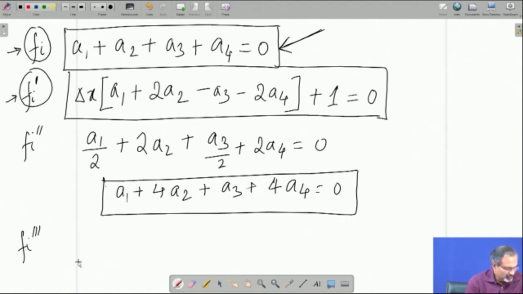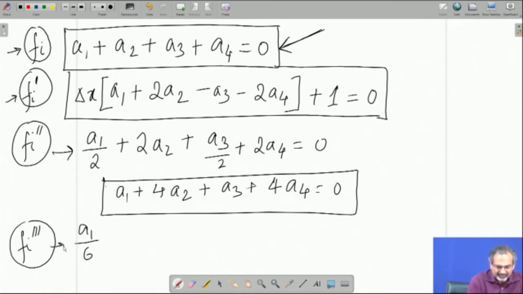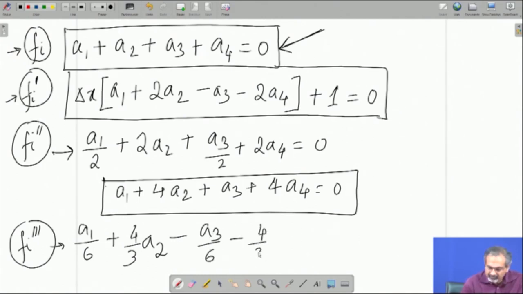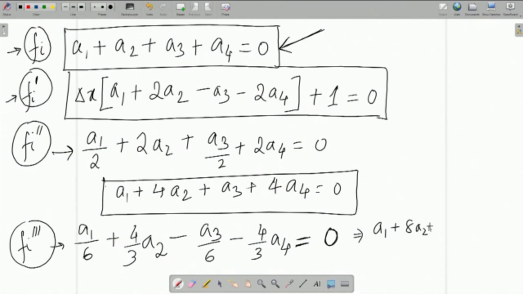equations to solve. So, the fourth one, which comes from the f I triple dash column, looks like, again, just to get rid of fractions, we would prefer to multiply it by 6. This should be equal to 0. So, let us multiply this whole equation by 6, so that we can get rid of the fractions, and then you will see that the equation looks like this. So, we now have 4 equations, which need to be solved simultaneously.